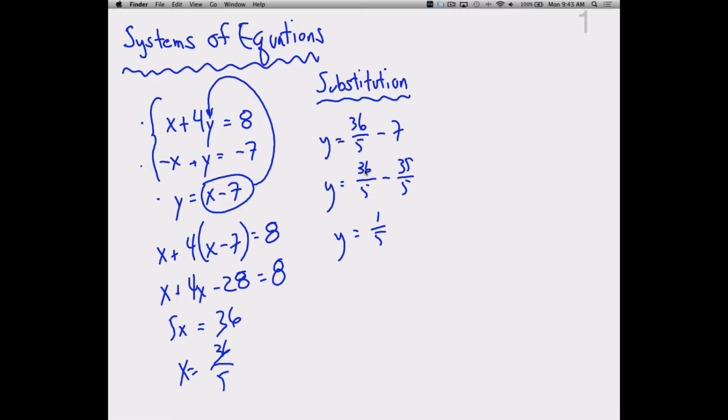Fractions are your friends. No, they are not. Cowards.